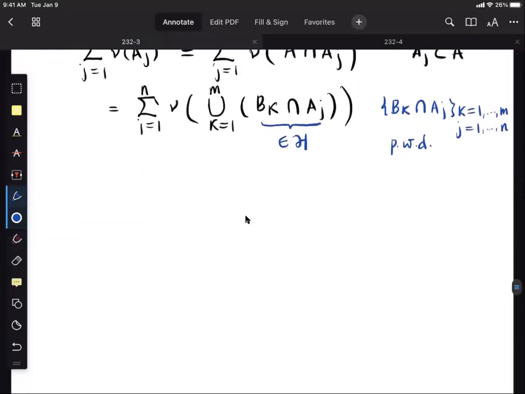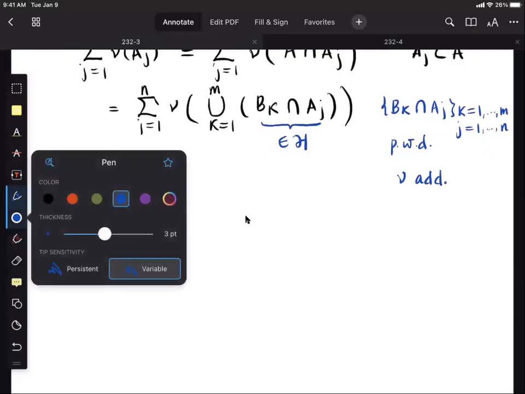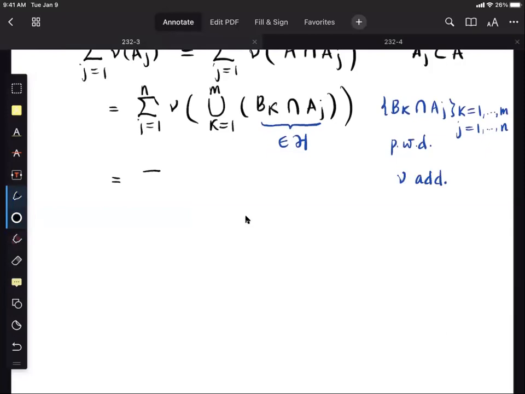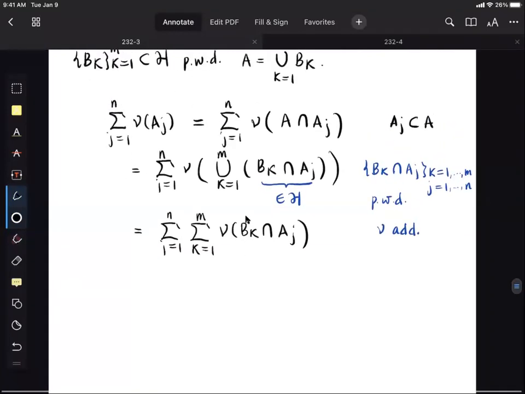Now, we can apply the additivity of the content nu to write this as the sum from j equal to 1 up to n, and then the sum k from 1 up to m of nu of B sub k intersection A sub j. Okay, so we have rewritten the sum of the contents of the A sub j's as a double sum of the contents of the B sub k intersection A sub j.